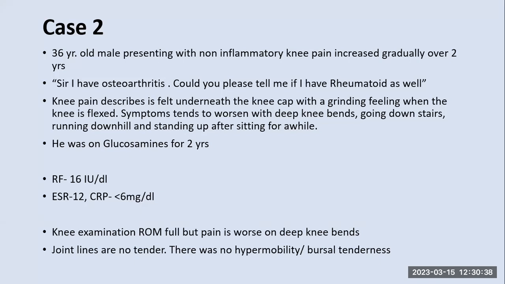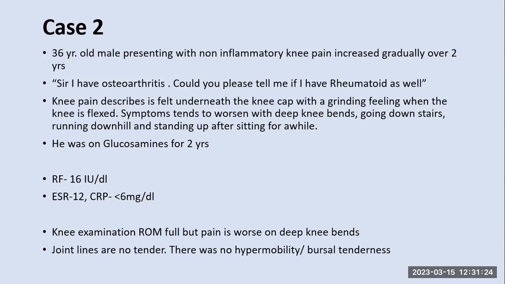What he described was knee pain felt underneath the kneecap, with a grinding feeling when the knee is flexed. Symptoms tend to be worse with deep knee bends, going downstairs, running downhill, and standing up after sitting for a while. This patient had done some research, and he had taken glucosamine for nearly 2 years by himself, and he had gone to a lab and got a rheumatoid factor of 6. So that's why he came back to me. He was worried whether he had misdiagnosed himself and was treating for osteoarthritis.